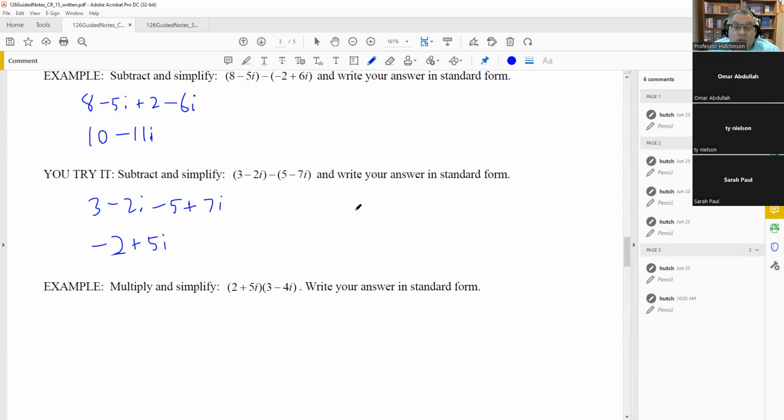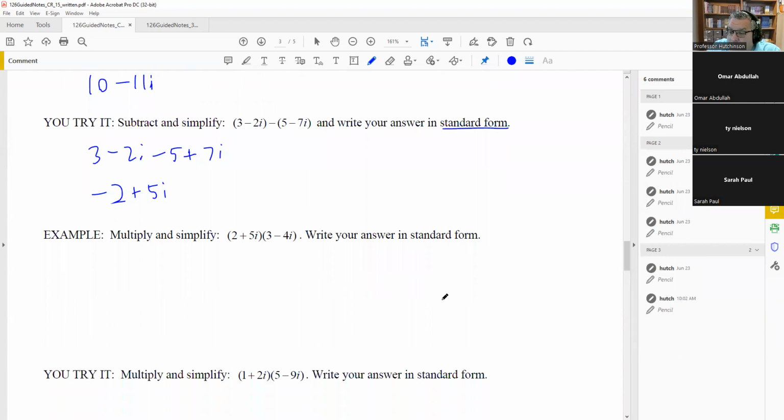So a question that comes up with this problem is, can I write my answer as 5i minus 2? And the answer is no, because if it says write the answer in standard form, that means the real number part has to come first. So we have to do negative 2 and then plus 5i. It has to be written specifically that way in order for it to be correct standard form.